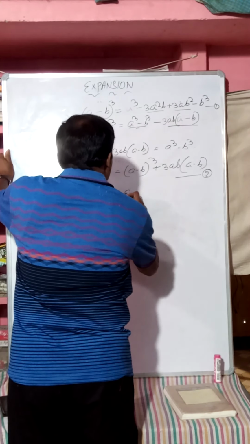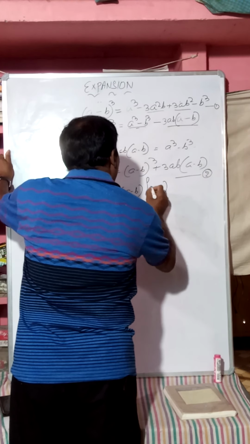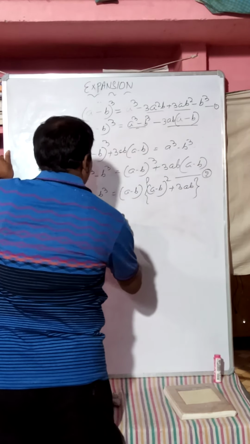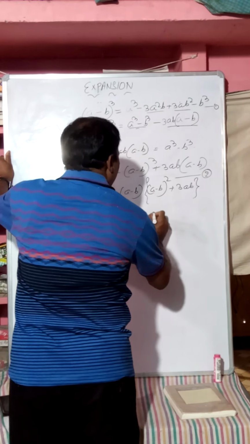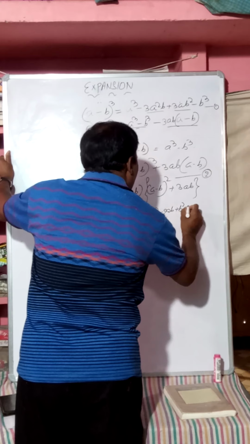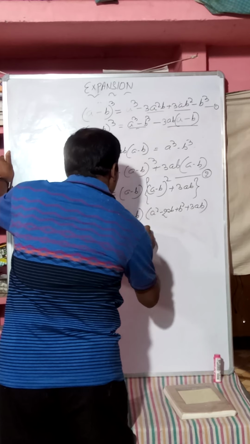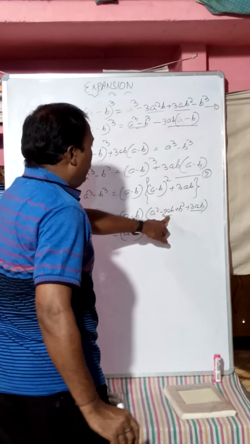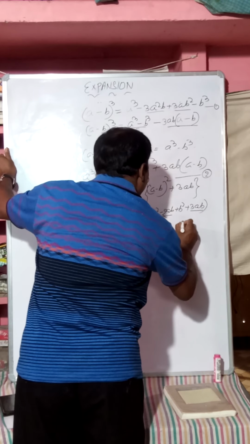So a minus b common factor, rest a minus b whole square plus 3ab bracket over, then a minus b whole into a minus b whole square, a square minus 2ab plus b square plus 3ab, that is equal to a minus b whole into a square minus 2ab plus 3ab, that is plus ab plus b square.